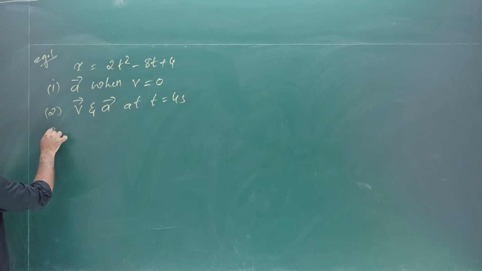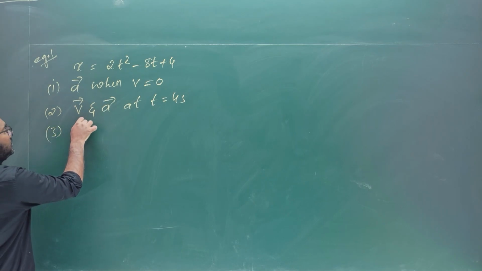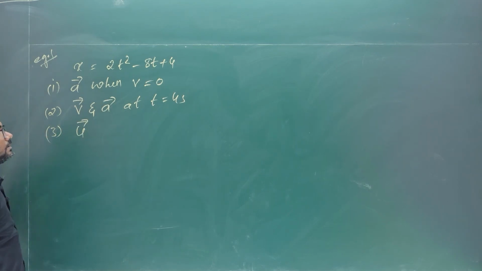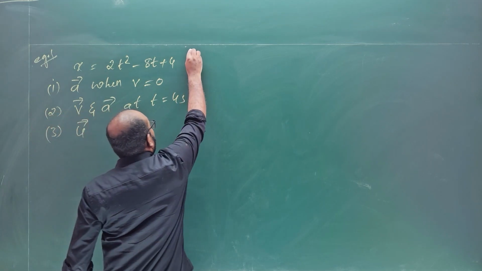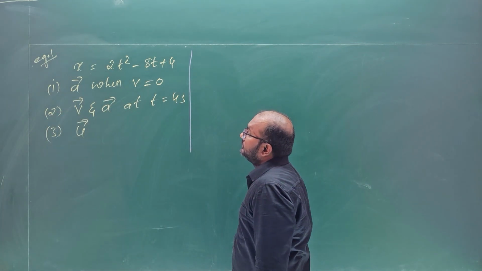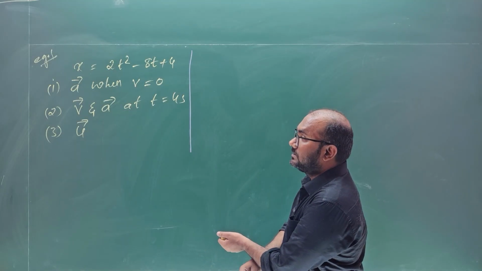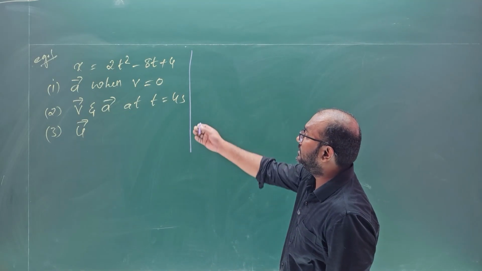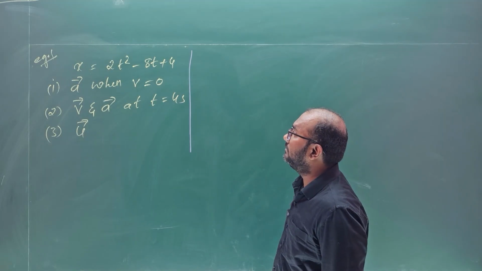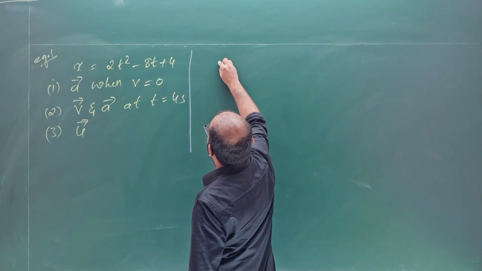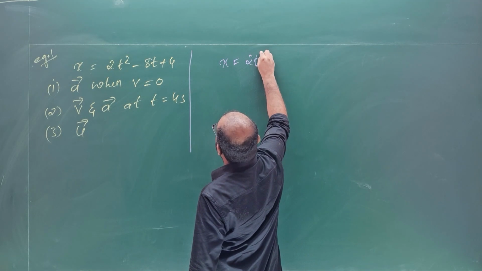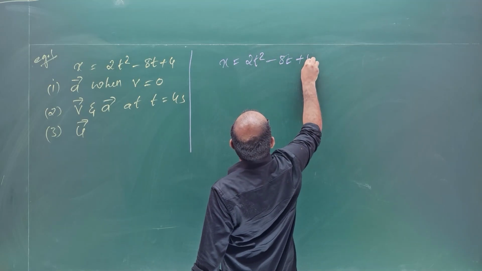Then third, initial velocity. Now, everyone close the book and just listen to me. Here is the question. x is given, they are asking acceleration, velocity, then acceleration at t equals 4 seconds and initial velocity. So x is 2t square minus 8t plus 4.